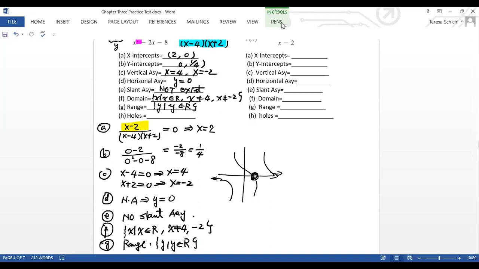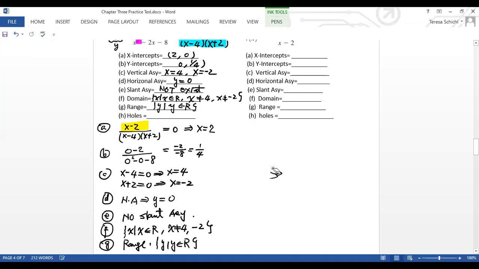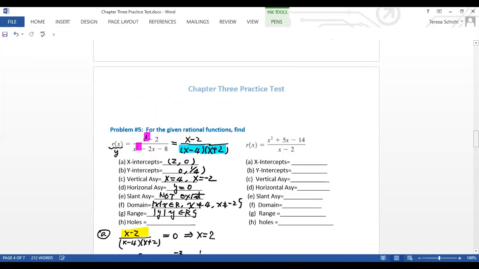Okay, so what are the holes here? The holes, we say, are where you have a common factor that you can cancel out. But if you take a look at our problem, do we have any common factor? No, we don't. So do we have any holes? They don't exist. So it's good. Okay, now let's take a look at the next one.